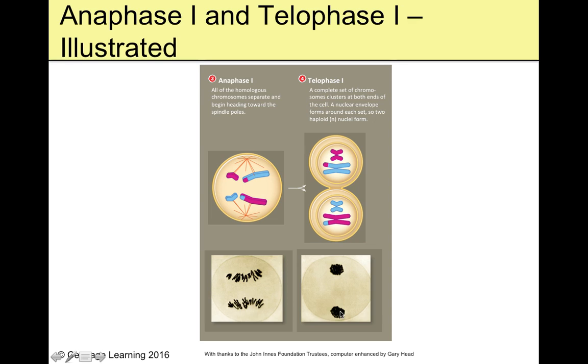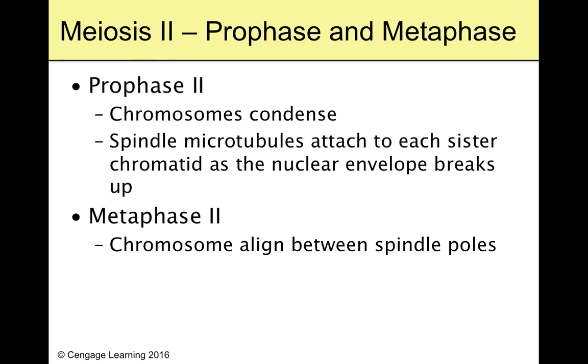Now here's where this becomes very different from what we've learned before. We don't go to interphase, we don't duplicate, or we would just be doing mitosis twice. We jump straight into prophase 2, where our chromosomes condense again, our microtubules attach to sister chromatids as the nuclear envelope breaks up again.